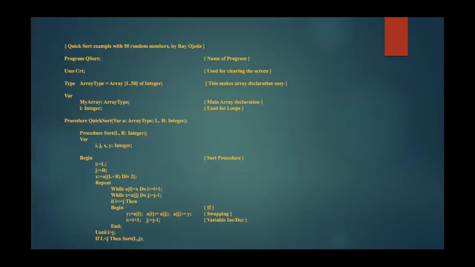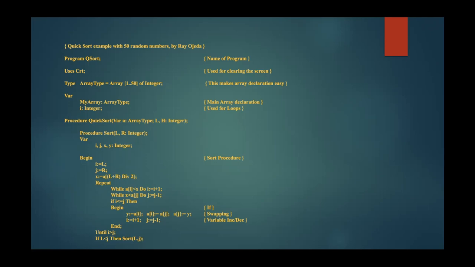Okay, so here's my code for QuickSort in Pascal. I start with the comment, QuickSort sample, and I'm gonna be using 50 random numbers on this first example. The program name is QSort. I use CRT. I use it for clearing the screen mostly, and writing to the screen. I'm gonna define an array type of 50 elements. I do this so it's easier to send it into the procedures parameter. The actual array that I'm gonna be working with is called my array. And I'm using a variable I as an integer. I use that for my loops.